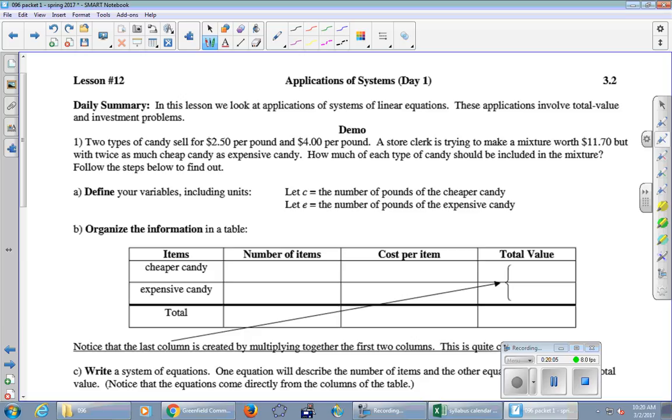So first step is to define the variables. That's done for us here. C equals the number of pounds of the cheaper candy, C for cheap, and E equals the number of pounds of the expensive candy, all right? And then we're going to fill in this table. We're going to see this table many times over the next two classes. So we've got two rows here, cheaper candy and expensive candy, and then down below is the total.